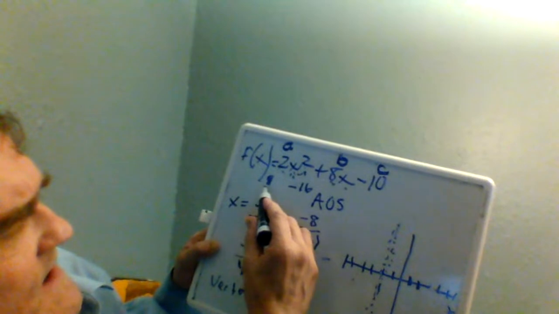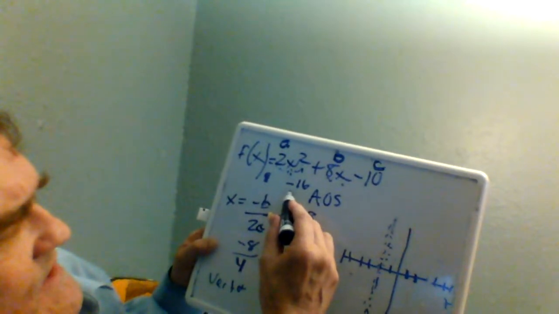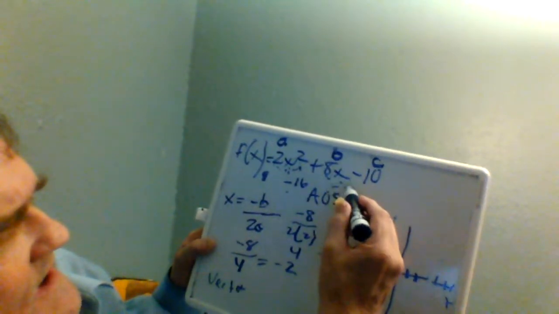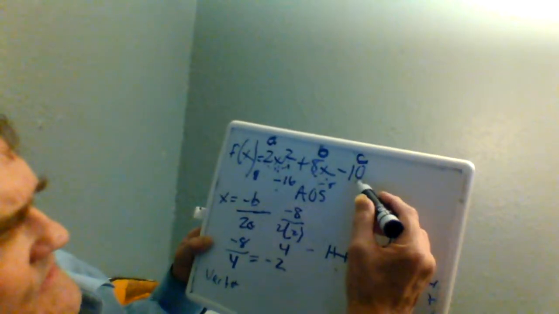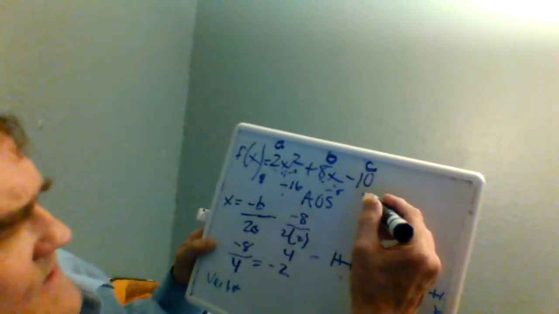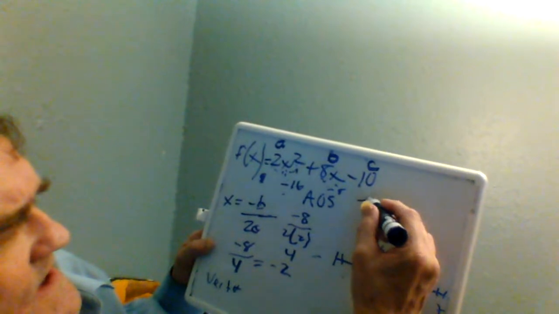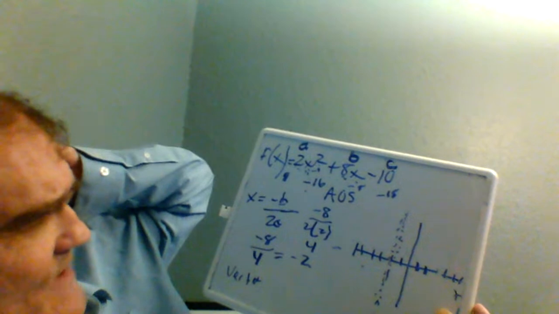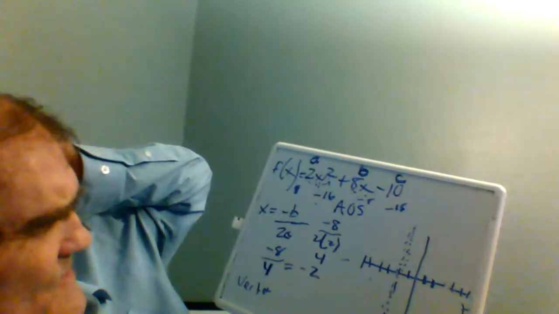And then you're going to have -10. So you have 8 minus 16, that's going to be -8. And then you're going to have -10, and so you find yourself with a -18. Wow, a -18. It's a pretty steep one.